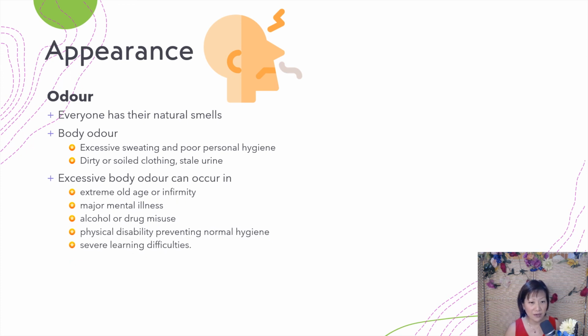Excessive body odor can occur in extreme old age or infirmity, people who are very old and somehow don't quite get around to maintaining their personal hygiene, people with major mental illness because they can't seem to manage their mental faculties as well as their usual urges to go to the toilet, people with alcohol or drug misuse, somehow their executive function is also affected, and physical disability preventing normal hygiene, and some with severe learning difficulties.